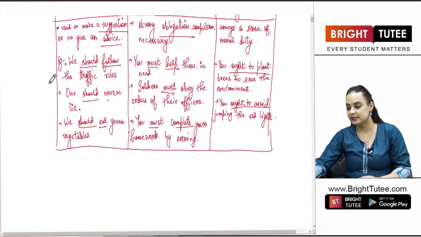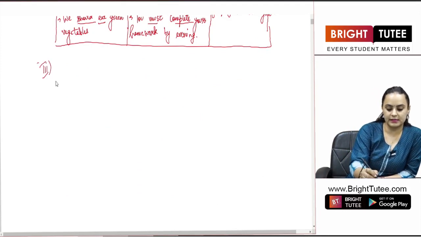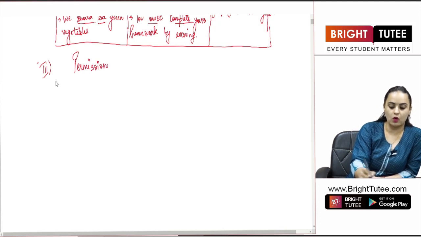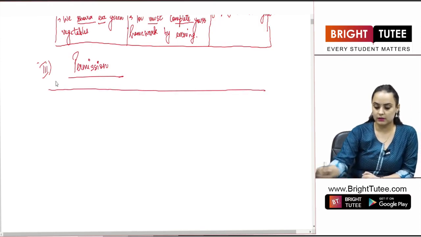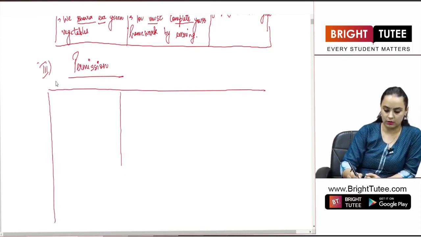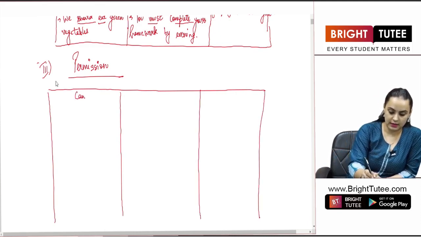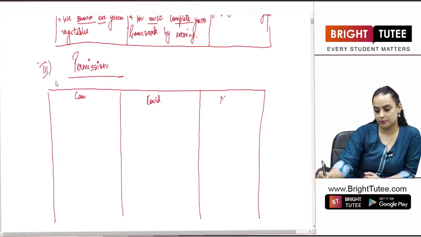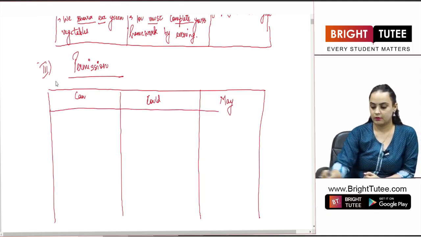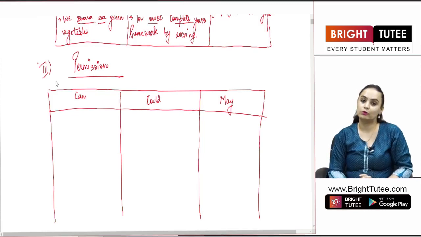Now the next thing to express is permission. Whether to give permission or to take permission from someone. Now there are three modals again that are used to talk about permission: can, could and may. These are the three modals that are used to talk about permission.